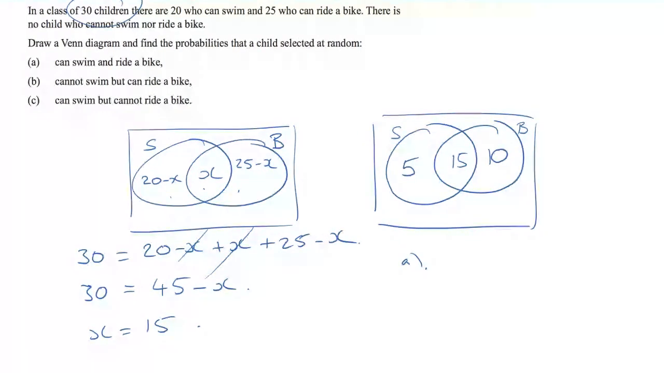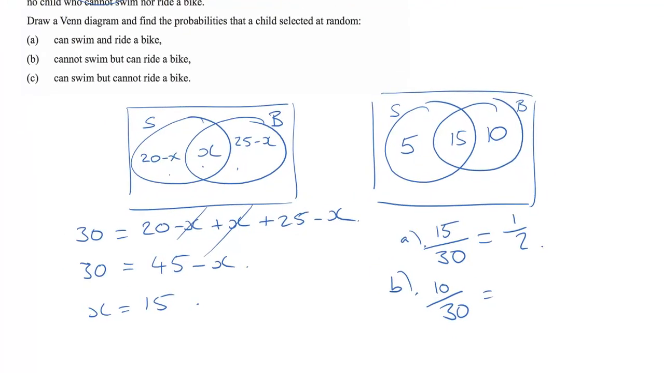So, A, find the probability that a child selected at random can swim and ride a bike. Well, it's 15 out of the 30 in the class. So it's 15 out of 30, which simplifies down to being a half. B, cannot swim, but can ride a bike. Well, there are 10 people out of the 30, so 10 out of 30, that can ride a bike but can't swim.